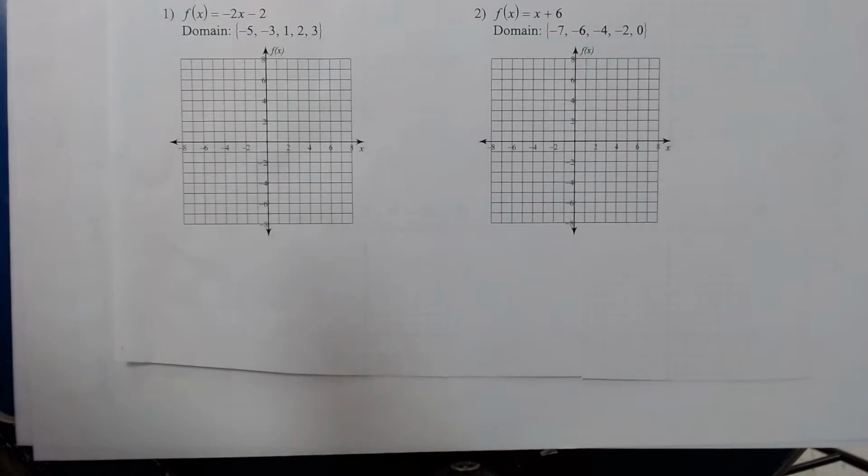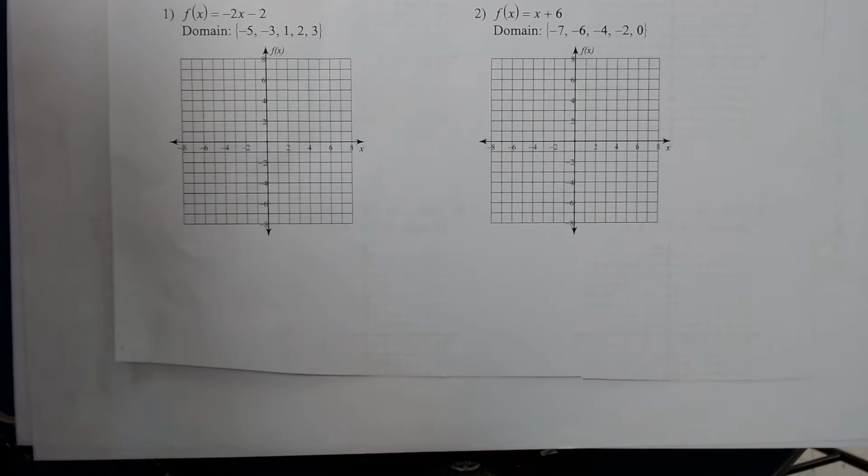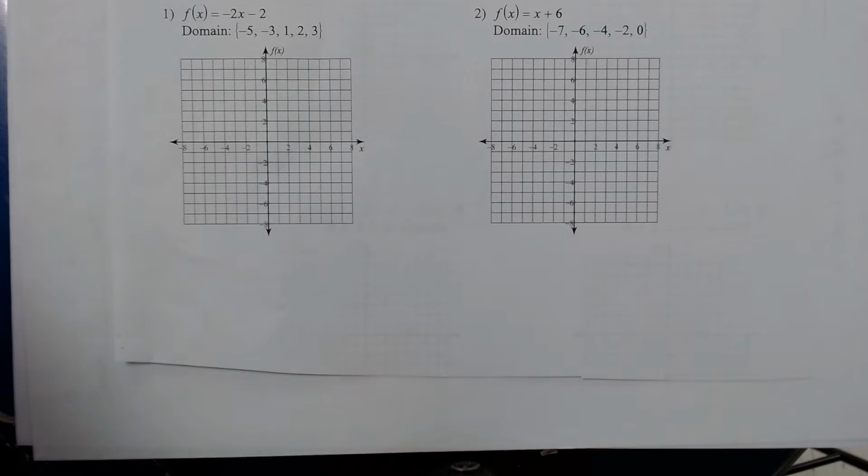Today we're going to draw an oval map for each domain and range, then graph each of them on the coordinate plane and tell whether it passes the vertical line test to determine whether it's a function.